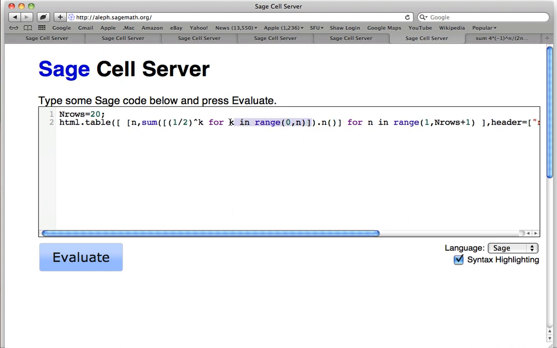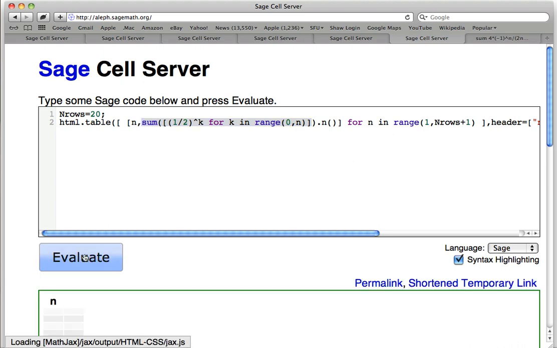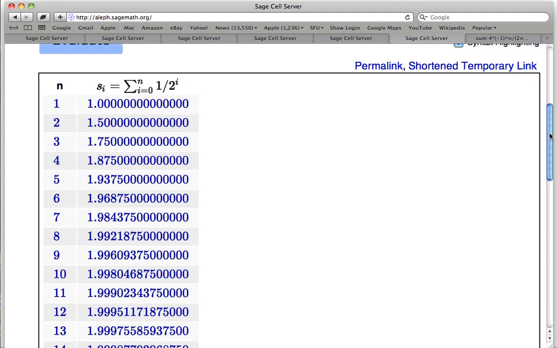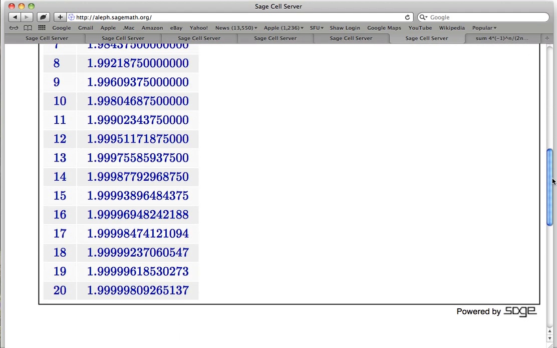So what I'm asking here is to look at the sum of 1 over 2 to the k as k ranges over values from 0 to n. And let's construct a table of all these partial sums. So what comes out is the sum of the first term is just 1. Sum of the first 2 terms is 1.5. Sum of the first 3 terms is 1.75. So here's our sequence of partial sums. And we look down the list, and we see that the sum of the first 20 terms is 1.999. And it looks like these things are getting closer and closer and closer to 2.